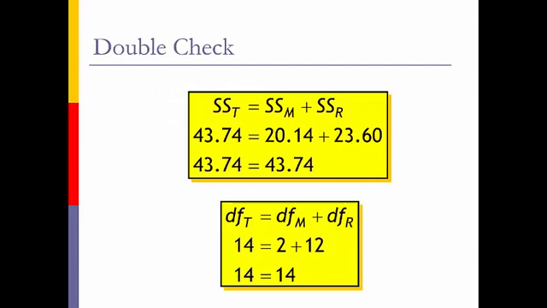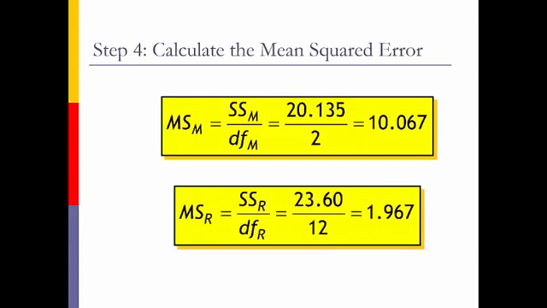We should be able to say that our total sum of squares is equal to our model sum of squares plus the residual sum of squares, which indeed turns out. And we can say the same thing for the degrees of freedom. The total degrees of freedom should be equal to the model degrees of freedom plus the residual degrees of freedom, which is true, so at least our math works out.